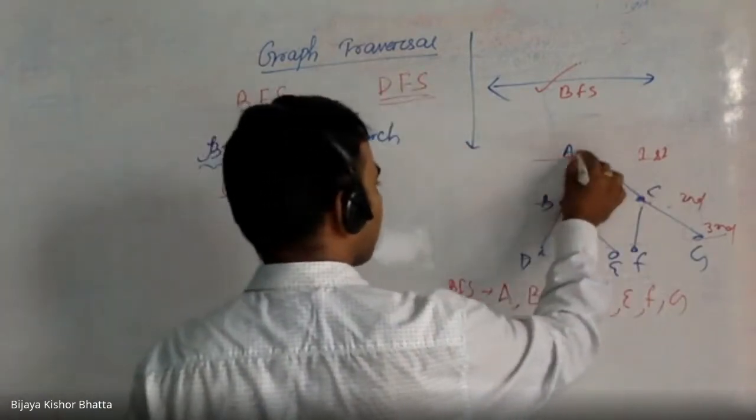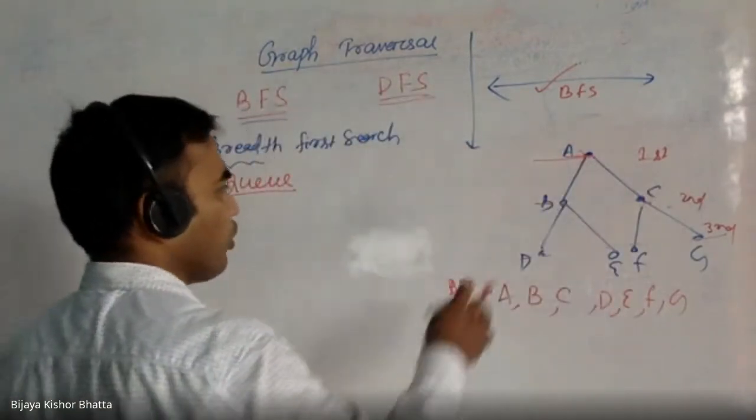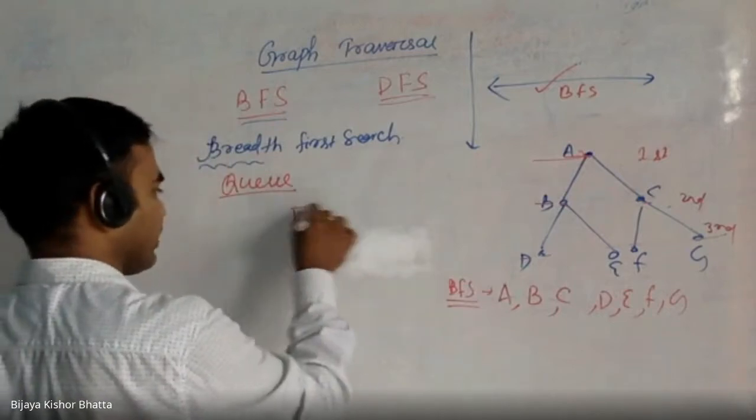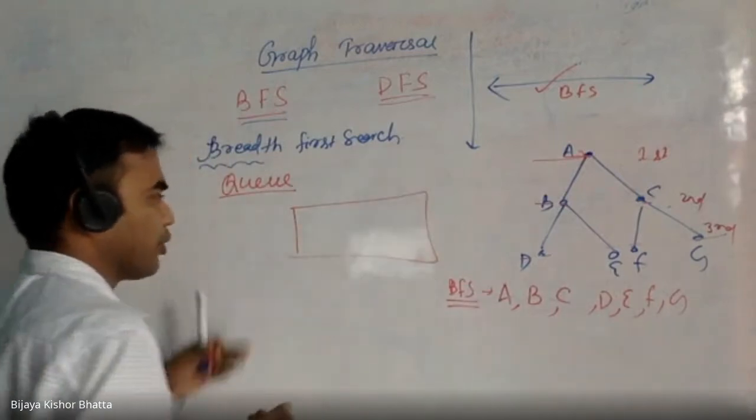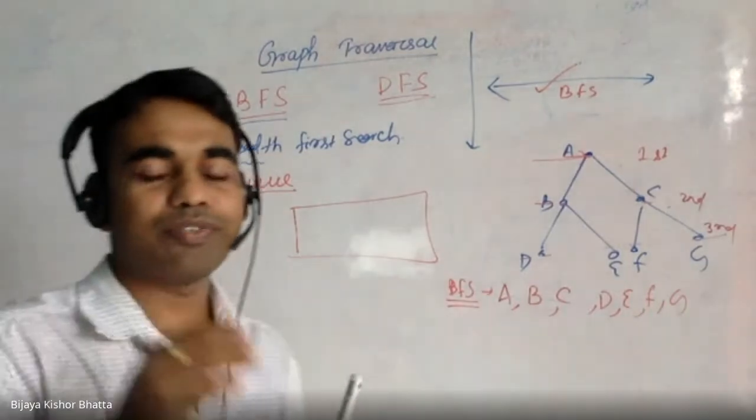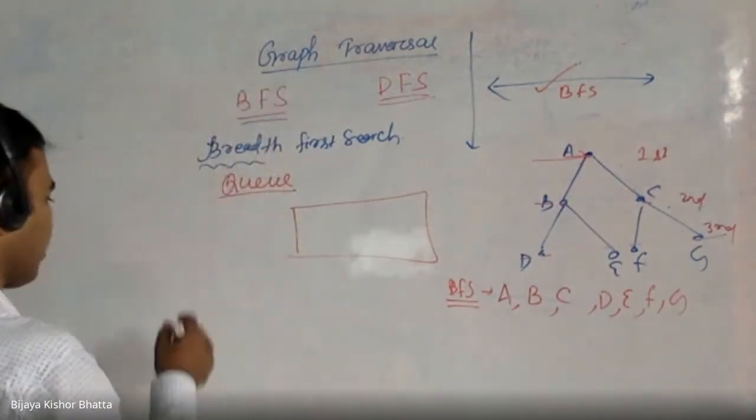It will start from the beginning. Suppose it is starting from A. Whenever A is coming, we have a queue. Queue means first in, first out. It is simple, so I hope you know queue.